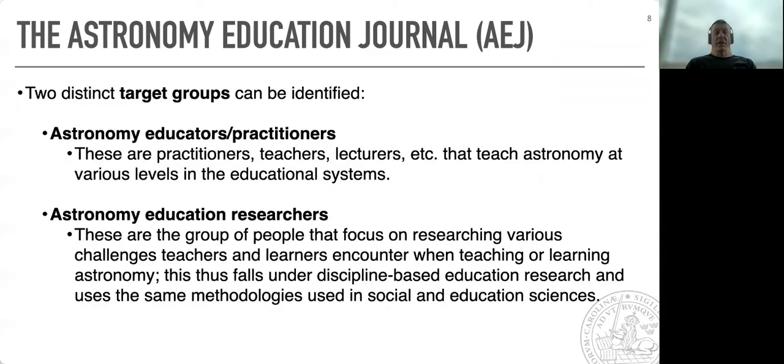We have 2 distinct target groups here. The first one is astronomy educators and practitioners. These are the ones teaching astronomy at various levels of the educational systems. And then we also have the astronomy education researchers. These are the group of people that focus on researching various challenges that teachers and learners encounter when teaching or learning astronomy. It falls under disciplinary-based educational research and uses the same methodology used in social and educational sciences.